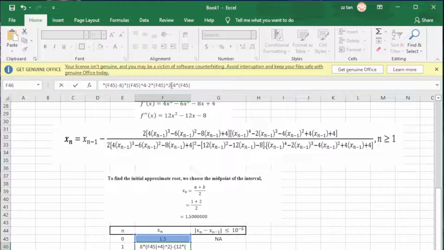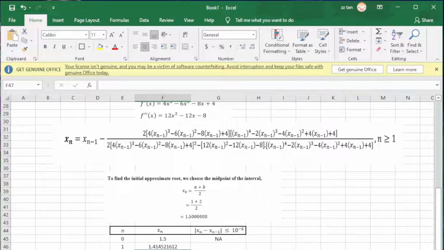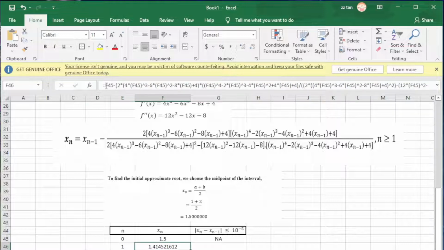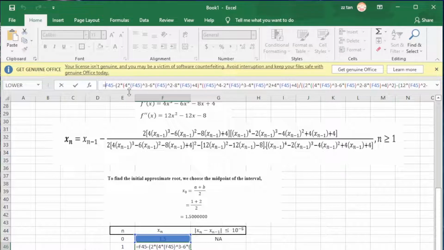Sorry, I think I did wrongly in here. It's supposed to be cube, and that's minus 4x square, and then plus 4x naught plus 4. Okay, close bracket, then close one more bracket. So we get our first value is 1.414521.